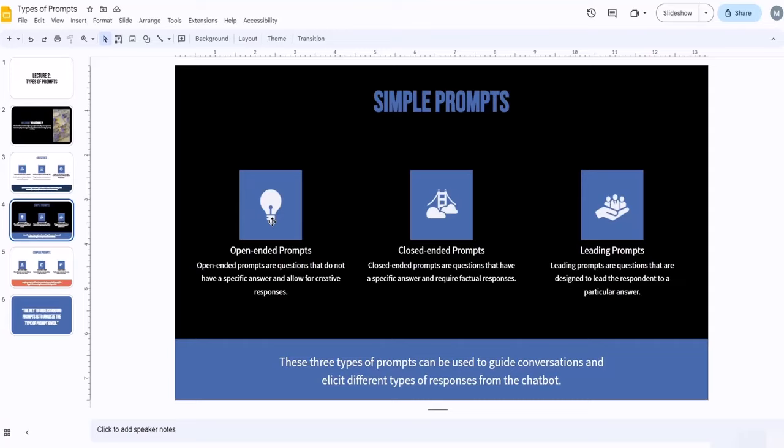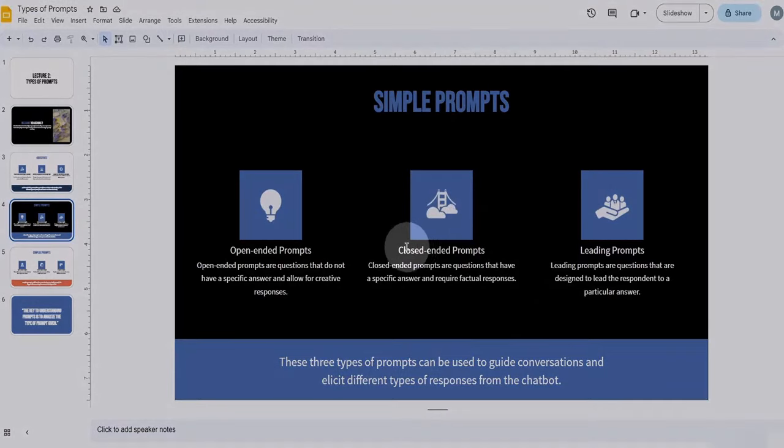It's open-ended. Or, can you tell me something interesting I might not know? So this is also an open-ended prompt. It gives ChatGPT the full creative freedom. Moving on, we have closed-ended prompts.